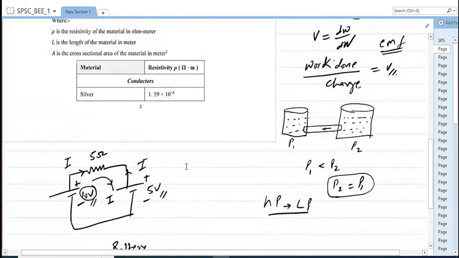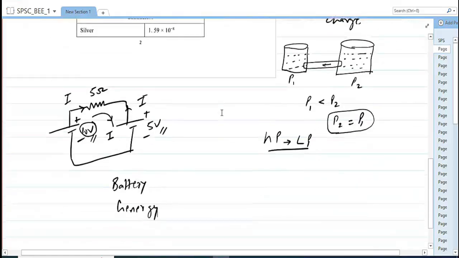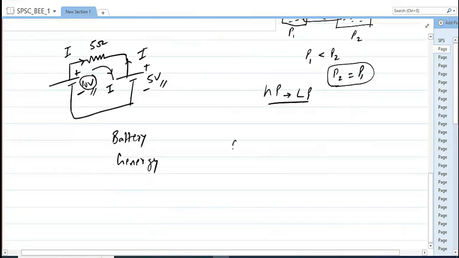So now how will you define voltage? There are two definitions. Number one, voltage is the force required to move a charge from one point to another point. Number two, voltage is defined as the work done in moving a charge from one point to another point. Let's say this is a charge Q1 located at location A, and this is another location, location B.